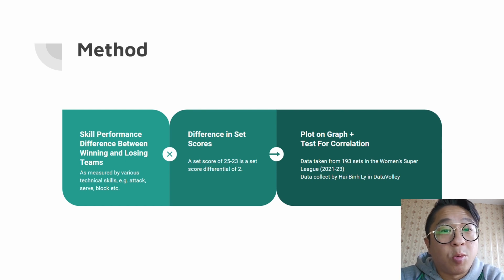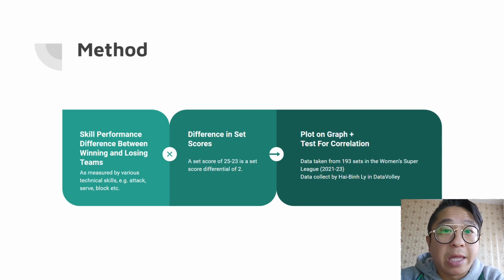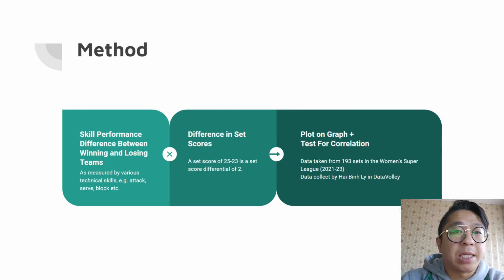So if the set score was 25-23, that means that's a difference of 2. We want to see what the margin of win was. Right. So I'm going to plot that on a graph, and then we should be able to see some kind of correlation. But then we're also going to test for correlation using Pearson's correlation to see if the correlation is real and did not come about by chance. The data I'm using is taken from 193 sets from the Women's Super League from 2021 to 2023, and the data was collected by myself in Data Volley.